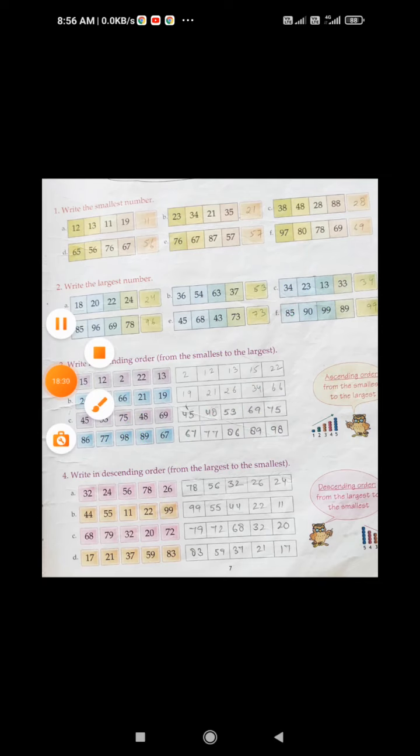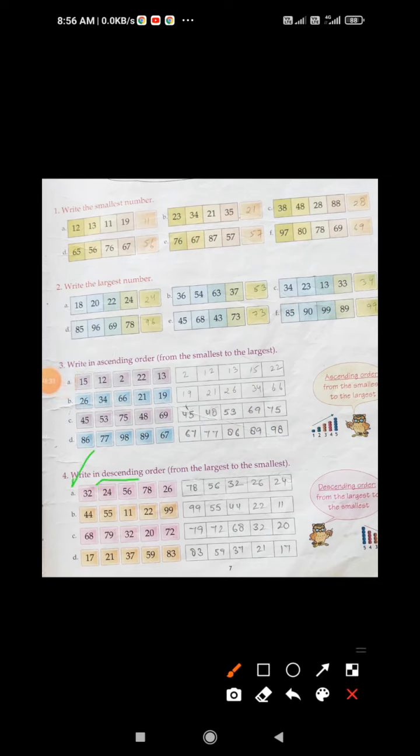Now come to question number 4. Here you will write in descending order, means घटते क्रम में आपको लार्जेस्ट से स्मॉलेस्ट नंबर में लिखना है. सबसे बड़ा पहले नंबर लिखेंगे, फिर उससे छोटा, फिर उससे छोटा, फिर उससे छोटा. Okay, in A part you see a few numbers are given: 32, 24, 56, 78, 26. Here you have to write the largest number first, 78, then 56, then 32, then 26, then 24. Like this you do this part.